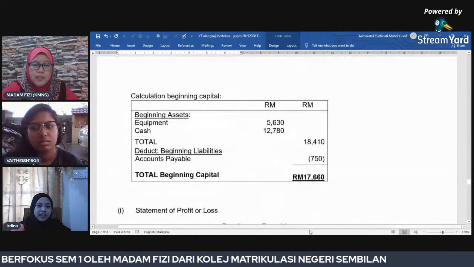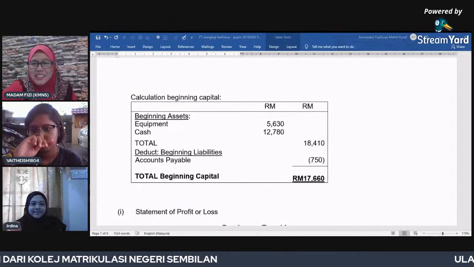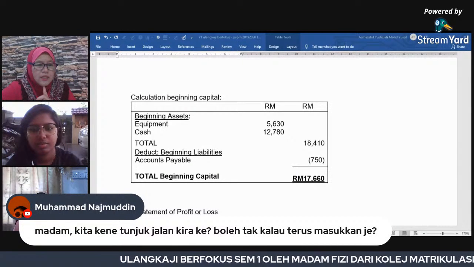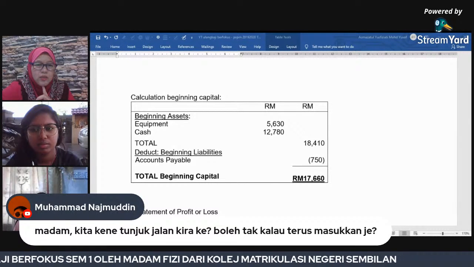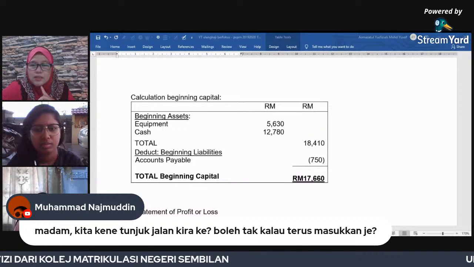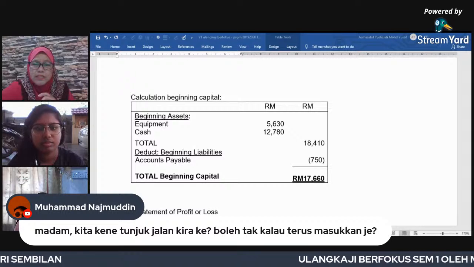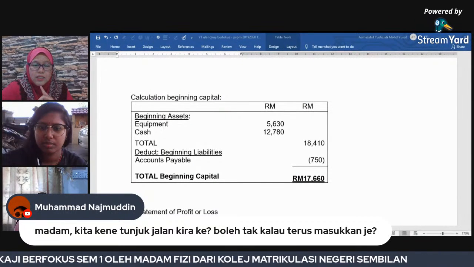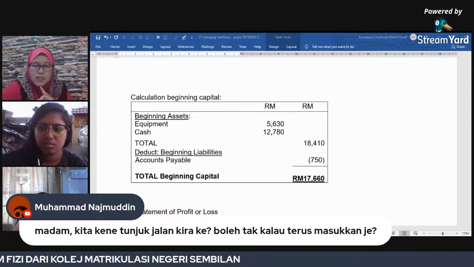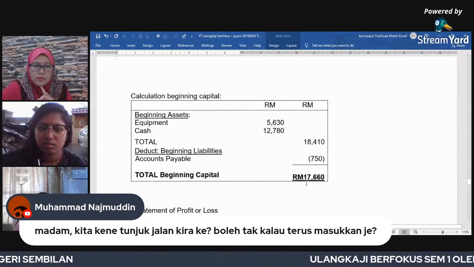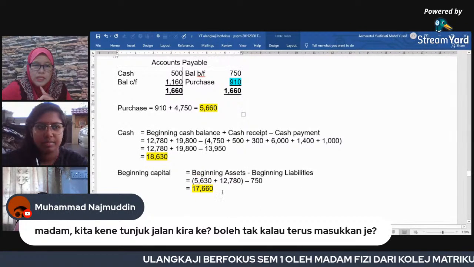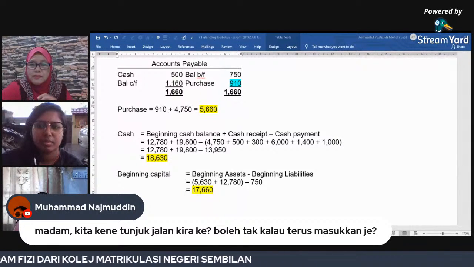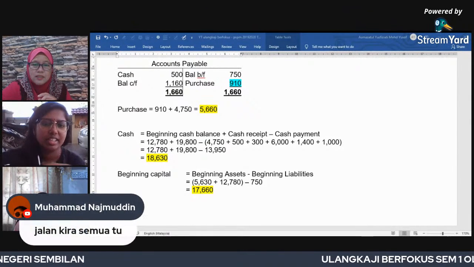Madam, kita kena tunjuk jalan kira ke? Boleh tak kalau masukkan je? Jalan kira apa, nak masukkan apa? Untuk yang mana satu, Najmuddin? Maksudnya yang calculation beginning capital tu ke yang mana satu maksud awak? Oh, yang cash ya? Kalau cash, boleh je. Cikgu cakap untuk semua, jalan kira yang semua kita kira.